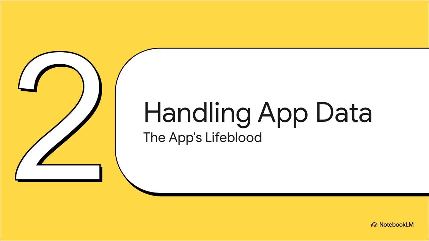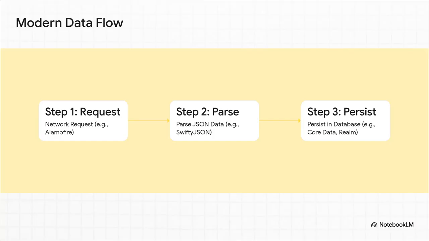Okay, an app without data is really just an empty box. So let's talk about the app's lifeblood, how it fetches, manages, and stores all the information that makes it so useful and dynamic. Let me paint a picture of a really common data flow for you. First, your app needs to talk to a server on the internet, right? It makes a network request, often using a library like Alamofire to make it easier. The server sends back data, usually in a format called JSON. Just think of it as a universal language that apps and servers use to talk.